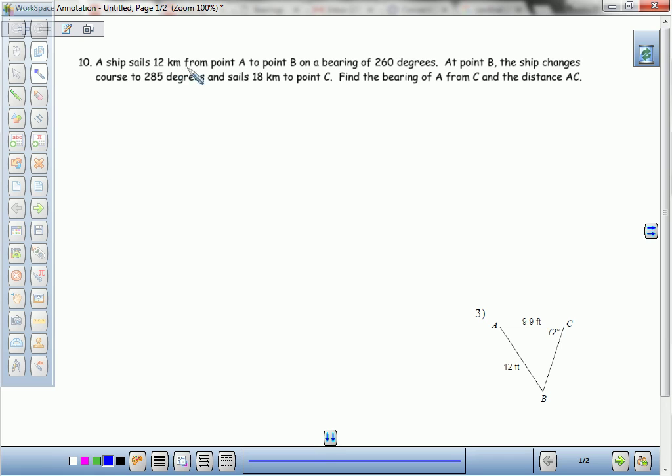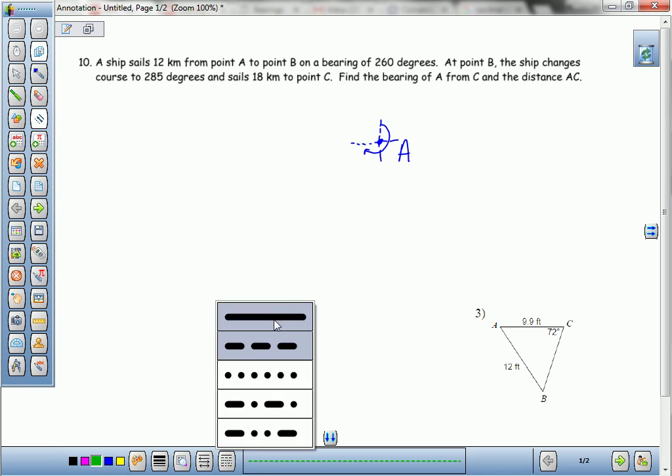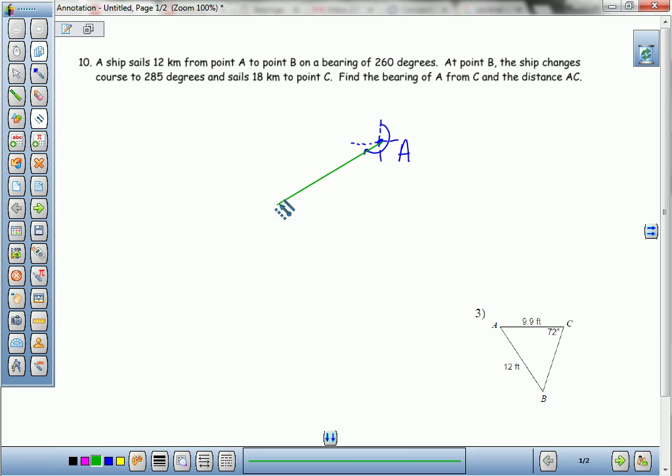Okay, it says a ship sails 12 kilometers from point A to point B at a bearing of 260 degrees. So if I put point A over here somewhere, and I need a bearing of 260 degrees, if I think about what a bearing means, 260 degrees would put me 10 degrees shy of 270. So this would be the bearing from A to B. Now I'm going to draw in that line from A to B. And there's my bearing, and that gives me my direction. So this is point B.